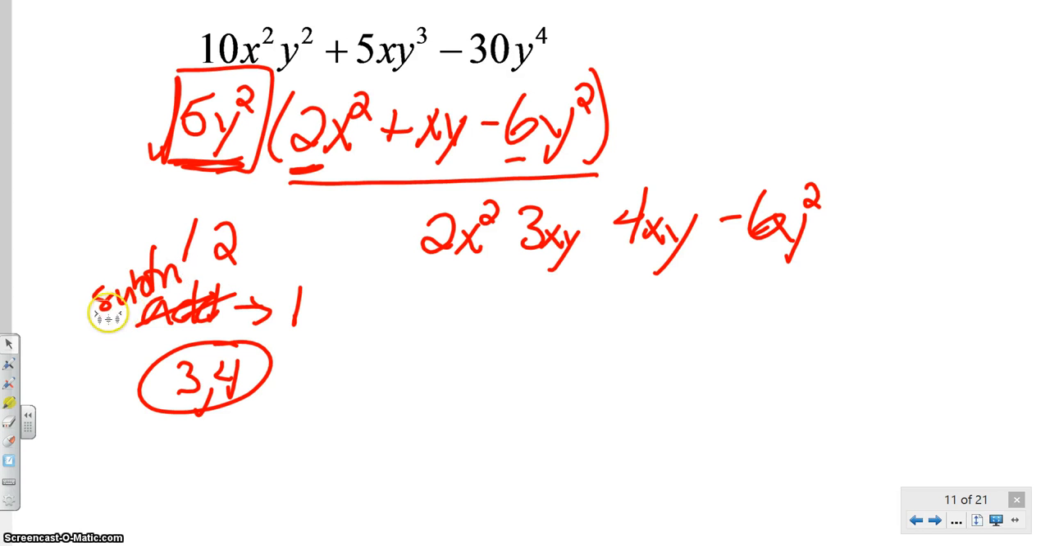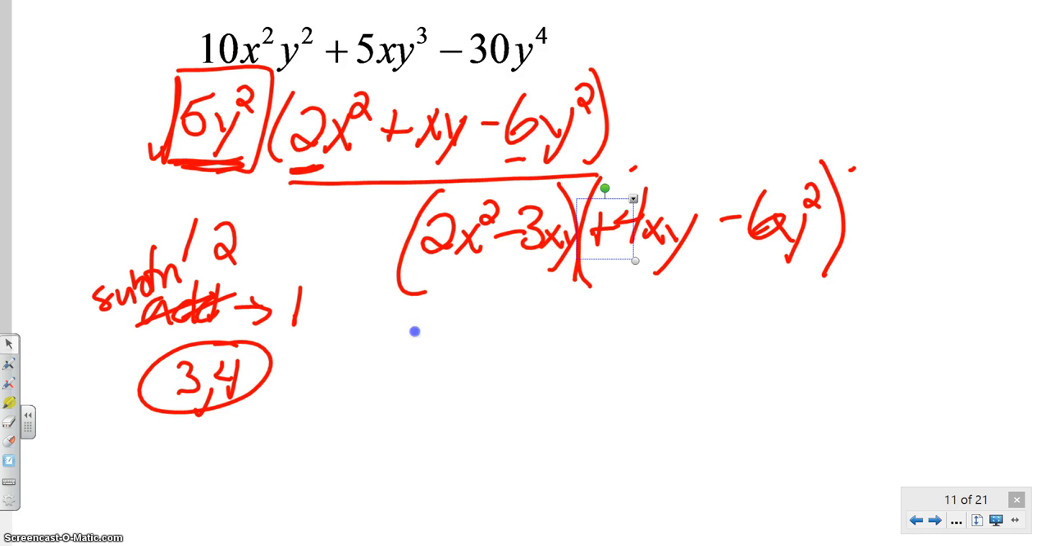I want to subtract, that gives me 1. All right, subtraction means one must be positive, one must be negative. The positive tells me the larger number is positive, so the positive goes with the 4, and the minus goes with the 3. So now we can go ahead, group these.